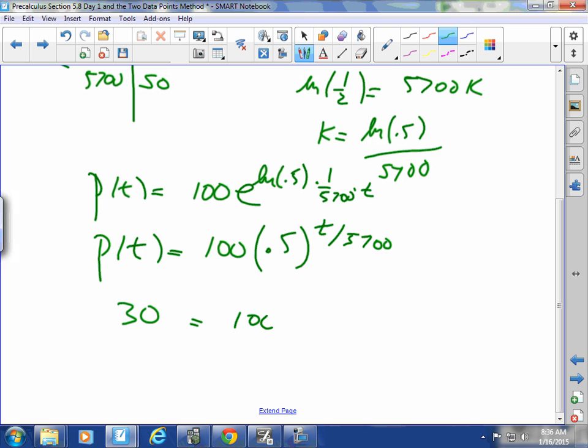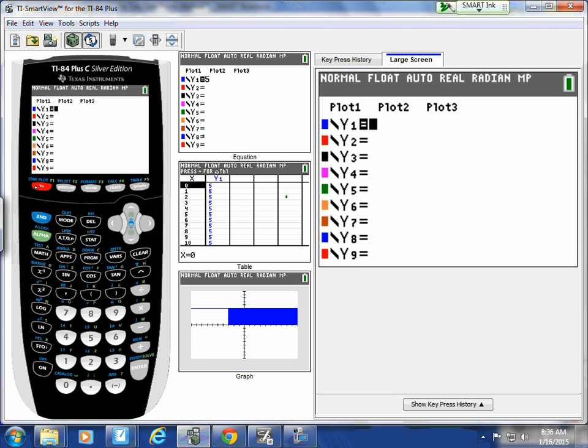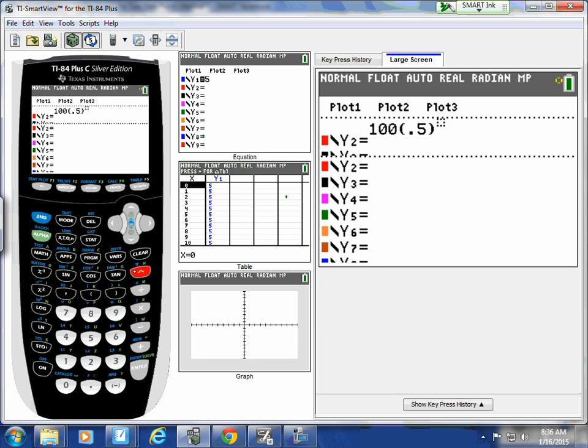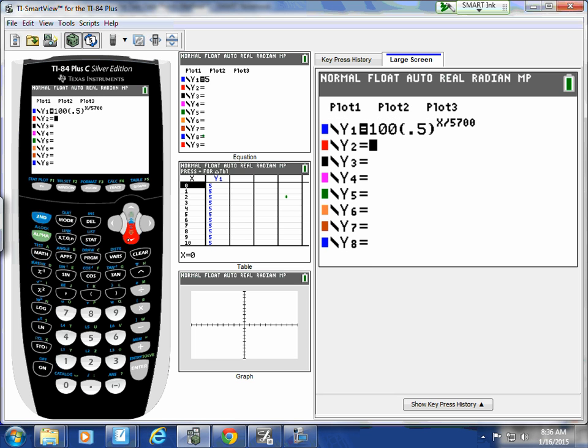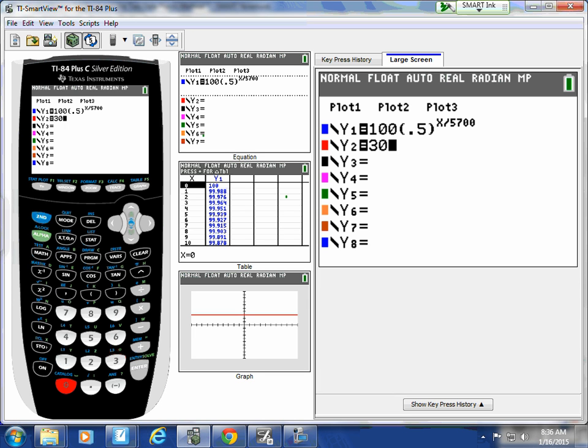So let's solve this for 30%. 30 is 100 times 0.5 to the t over 5,700. We're going to solve this both graphically and algebraically. So put here, y equals 100 times 0.5 raised to the x divided by 5,700. And down here we're going to go with 30. You want to know where these intersect?